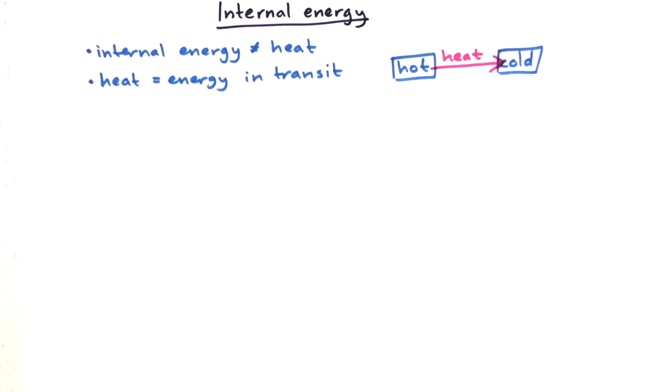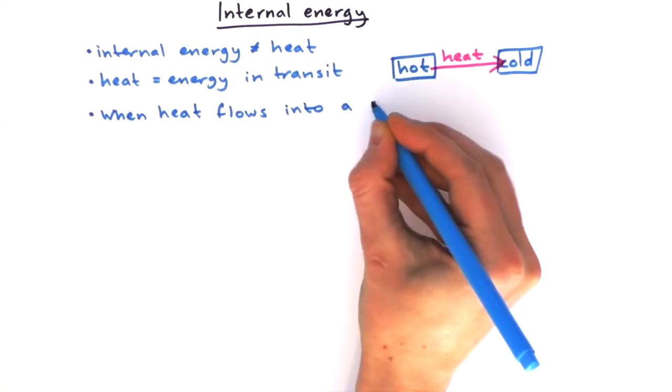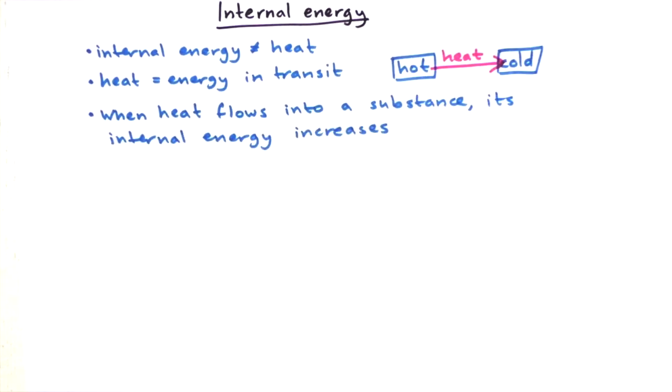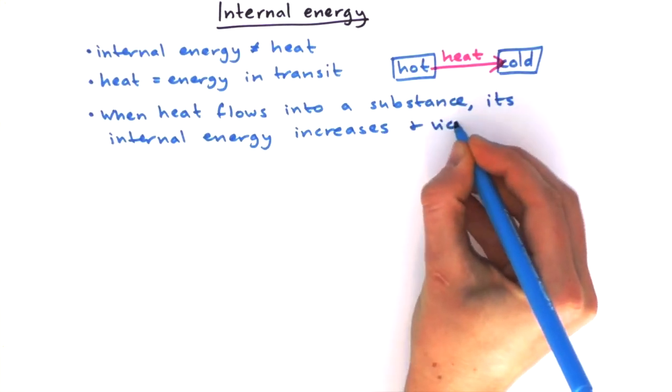The reason it's related to heat is that when heat flows into a substance, its internal energy increases. So when the heat moves from hot to cold in this example, the cold object is going to have more internal energy after the heat has flowed from hot to cold. And the hot object will have lost some internal energy because heat flowed out of it.